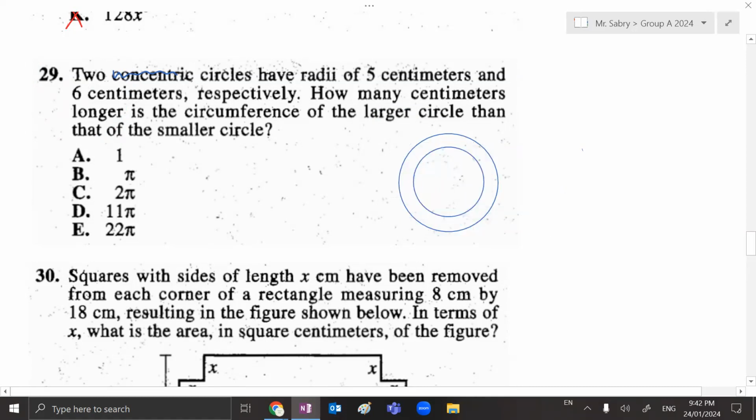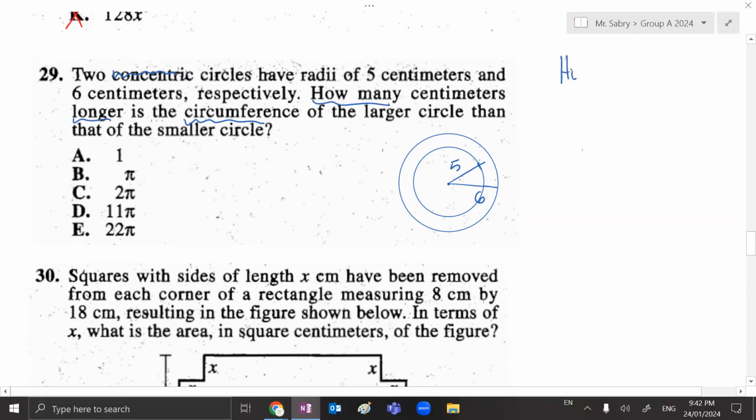Anyway, so they have radii of 5 centimeters and 6 centimeters. So let's say this is the center. The bigger one would be 6, and the smaller one would be 5. How many centimeters longer is the circumference of the larger circle than that of the smaller circle? Sorry. So there's also an important keyword in this question, which is the part that says how many longer.